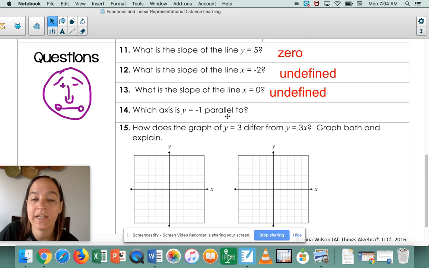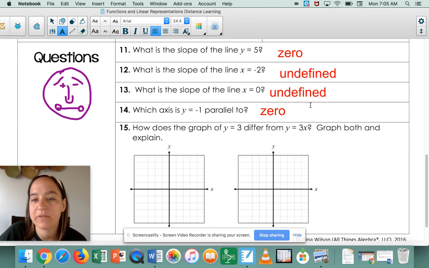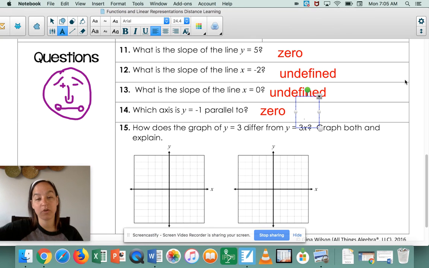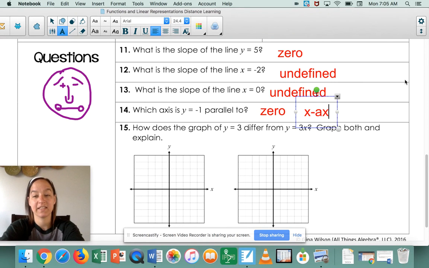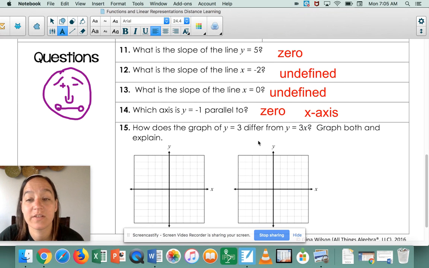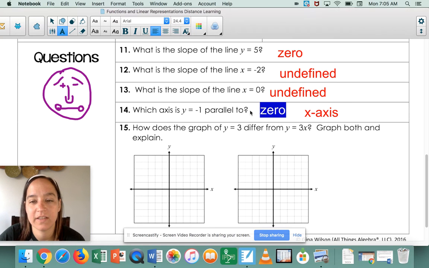Number 14, y equals -1. It says which axis is y equals -1 parallel to? I put the slope on accident. That's not what it was asking me for. I was going too quick. Which axis is y equals -1 parallel to? So if I were to graph y equals -1, it would look horizontal. So it is parallel to the x-axis. That's actually my answer. The slope is not supposed to be there.